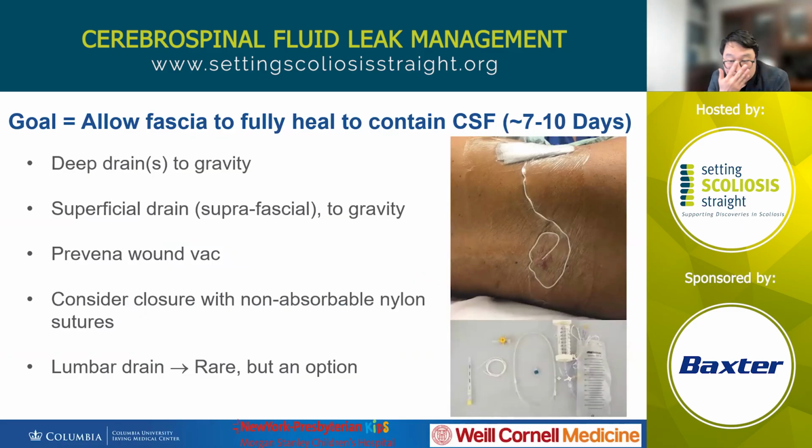And this is controversial, but I always leave a deep drain, just like Steve mentioned. If a patient has very high BMI, or if it's a non-idiopathic patient, I will also leave a suprafascial drain and a Provena wound vac. All these drains are placed to gravity. I place them away from the leak bed. I rarely place a lumbar drain up front, mainly because I really don't want to create that CSF dead space. And especially if you have a patient who has a low LIV, L4, L5, it's going to be very challenging to put a lumbar drain in.